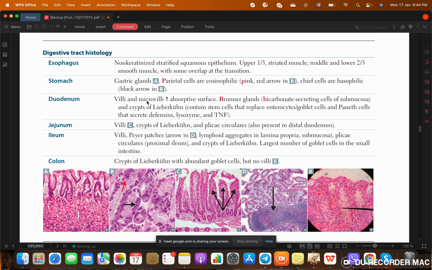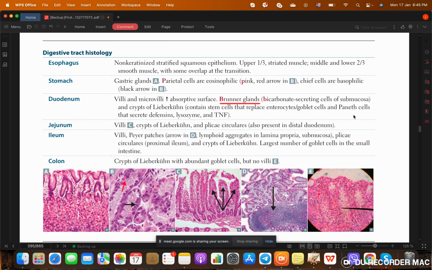So the duodenum: villi and microvilli increase the absorptive surface. When you have villi and microvilli, that means I have an increase in the surface area, so it's really good for the absorptive function. Think about it logically. If it's really good for the absorptive function, should I have it in my esophagus or in my small intestine? Small intestine, absolutely. So they have villi and microvilli that increase the absorptive surface.